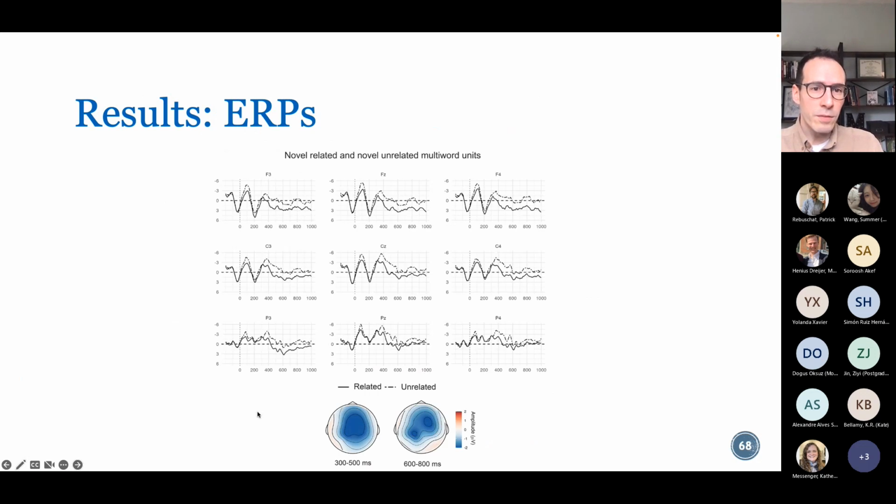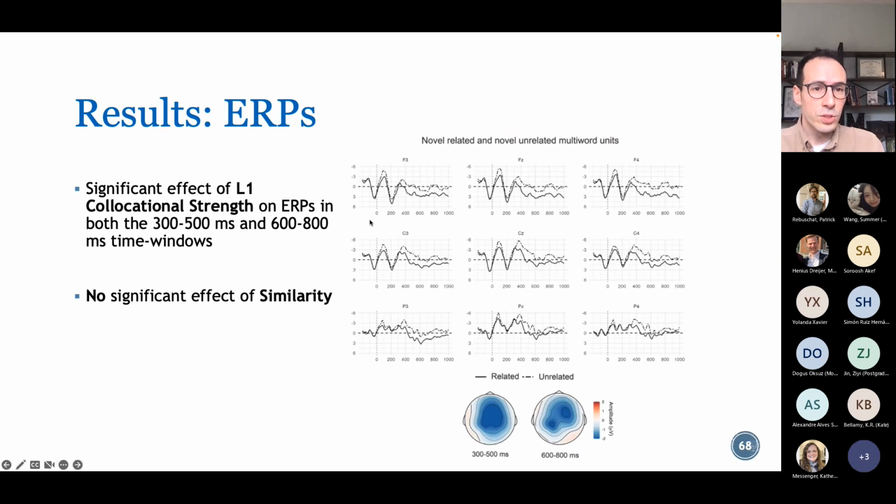Okay, what the results of ERP showed was, as you can see here, this is around 400 time window. Learners were showing a time course of processing that was congruent with the idea that it is the first language that is mediating processing of these novel multi-word units where the verbs are incongruent with the first language. The analysis indicated that there was an effect only of the L1 collocational strength measure on these ERPs, but similarity did not play a role.